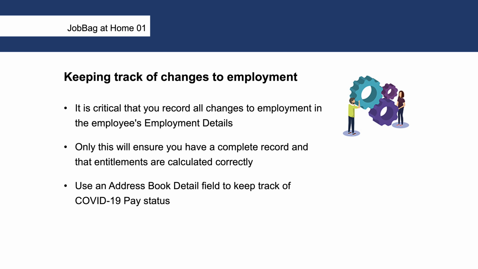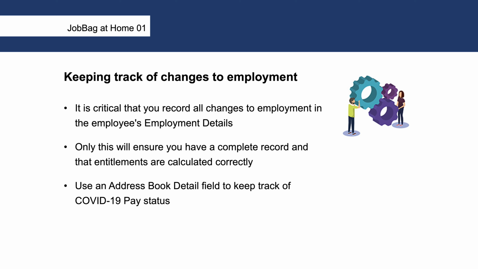It's really important that you use the employment details tab in the employees area to keep track of all changes that you make to the terms and conditions of each employee. It will help you down the track when, being positive, this situation is behind us and you can restore everybody back to their normal employment terms and conditions and salaries, etc. But in the interim, you've got to keep a track of exactly what changes you've made so that you can accurately reflect their entitlements and the changes that were made.